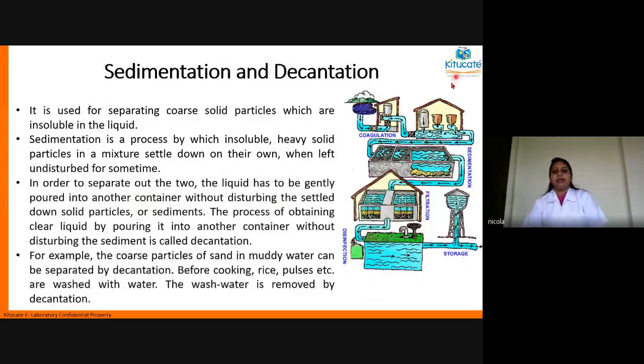Yeah. See, you all can see at the top. So water is coming from a water body. It can be a river or any water body. Then there is a process called coagulation. Now, what is coagulation? Coagulation is a process in which a chemical is added.